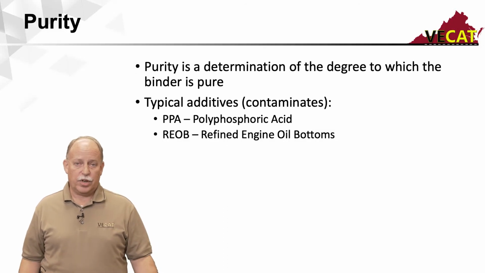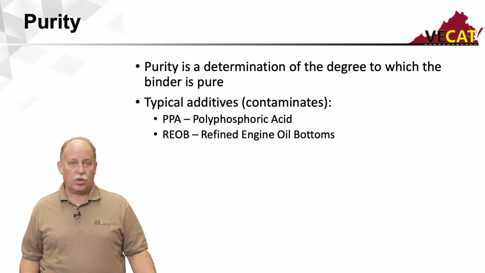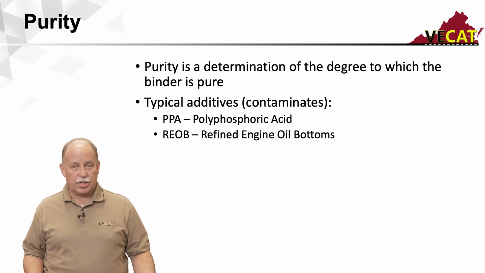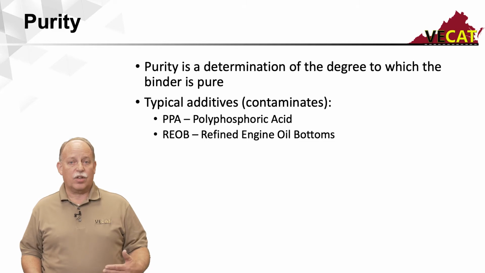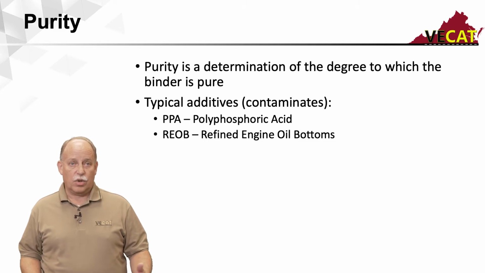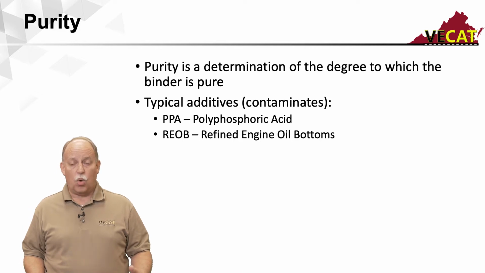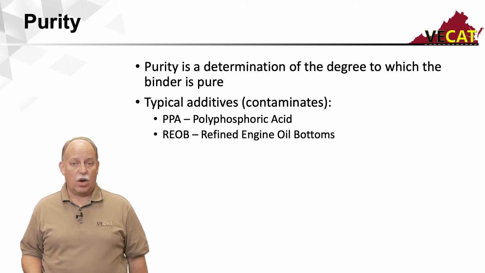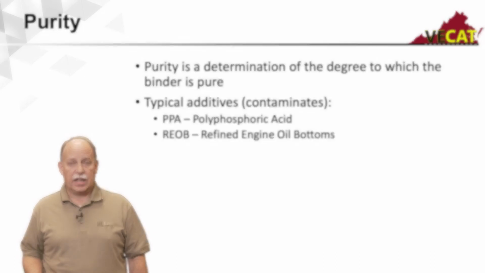Purity of the liquid asphalt is critical. You'll find that there is a degree of purity, and there are typically some types of additives that can be used. Some states allow some of these additives to impact the grading of a specific asphalt. Those could be polyphosphoric acid or refined engine oil bottoms. Those can be added to change the properties of a liquid asphalt, but those can also be considered a contaminant. So many states do not allow the use of these types of additives.